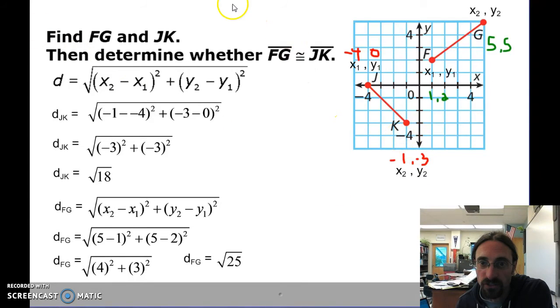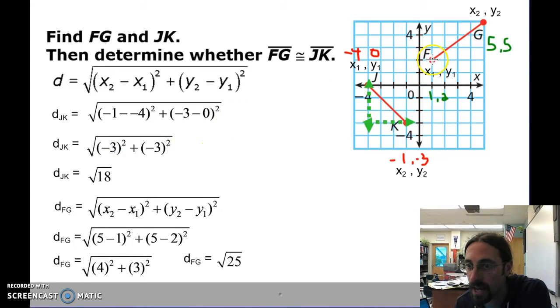If you look at this vertical distance, you say, oh, okay, well, that's 3 units. And if you look at the horizontal distance, that's 3 units. So 3 squared and 3 squared. And that's where these values are coming from.